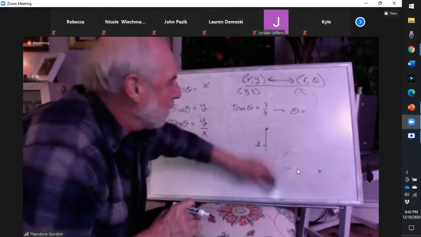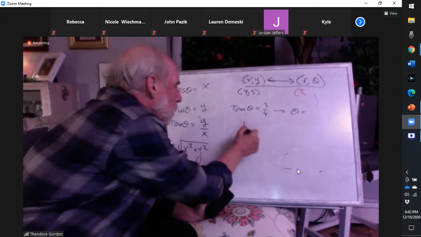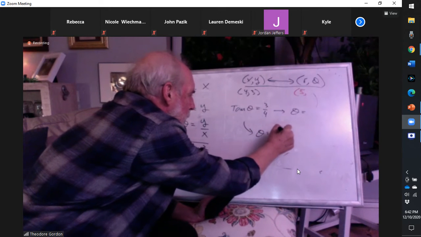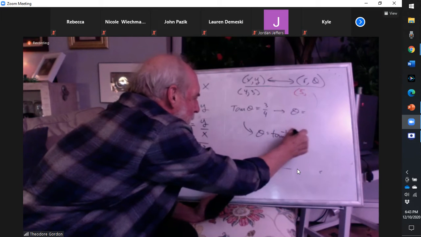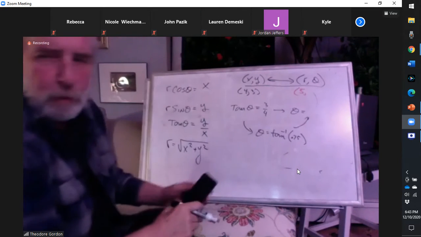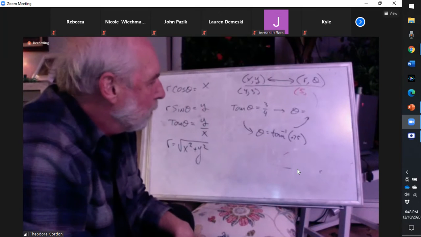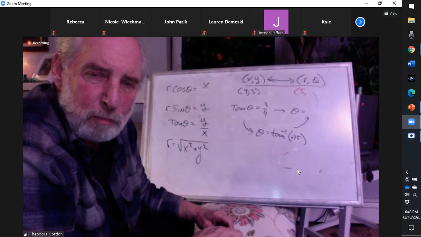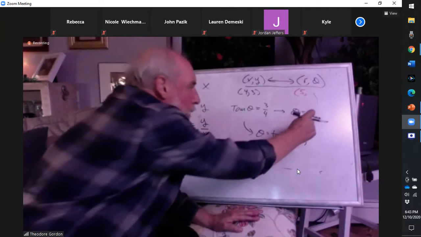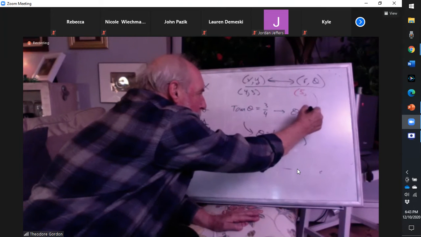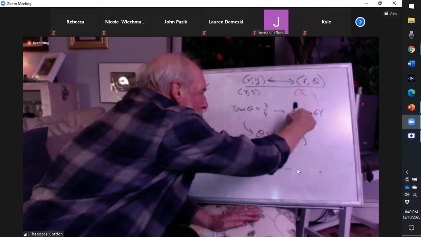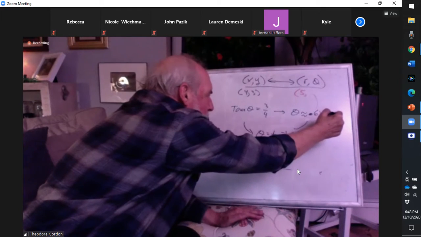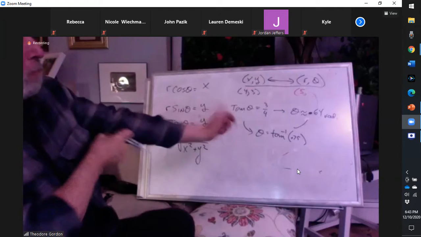So theta is equal to the inverse tangent of 3/4, which is 0.75. If somebody wants to pop that onto their calculator and tell me what that is in radians, 0.6435. So for purposes here, it's about 0.64 radians. Thanks, John.